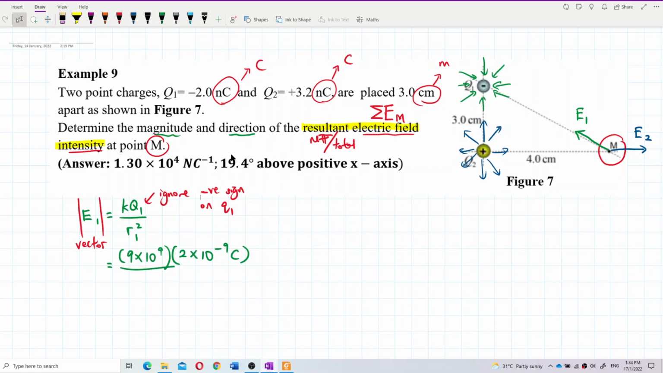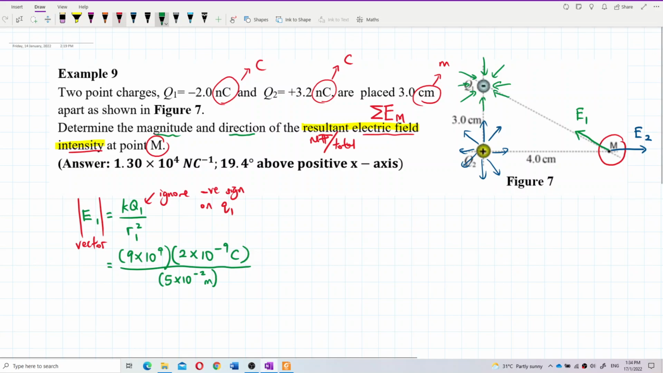Divided by R. How far is it? This is a right angle triangle, so by using Pythagoras theorem, this is 3 cm, this is 4 cm, so this one should be 5 cm, right? 5 cm, so change to meter. 5 cm is 5 exponent -2 meter, because centi is exponent -2.